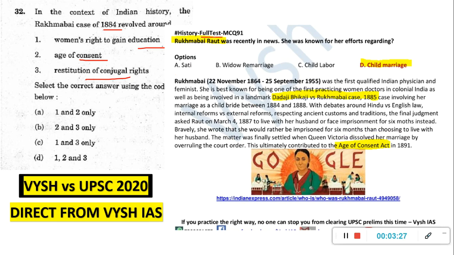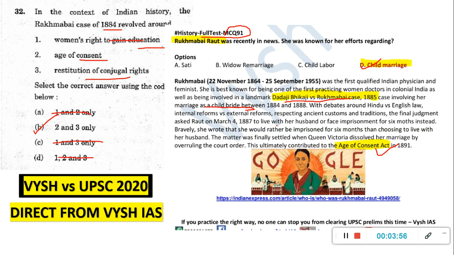So this is in our history full test MCQ 91. So here if you see, it is child marriage. Okay. And here if you see, there is an act that ultimately contributed to the Age of Consent Act 1891. And there was a famous case also, Dadaji Bhikaji versus Rukhmabai case. So there, this child bride related all the issues. Okay, age of consent related all the issues. This was discussed. So it has nothing to do with education. Okay, so if you eliminate education itself, you will get the answer here directly. Okay, this one you eliminate, and you will get the answer as 2 and 3.